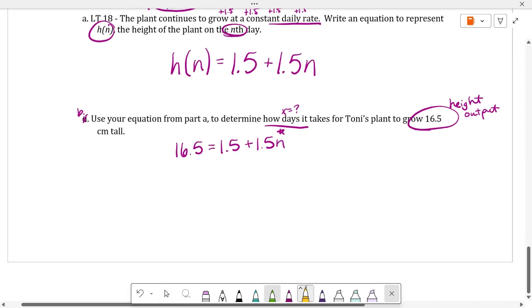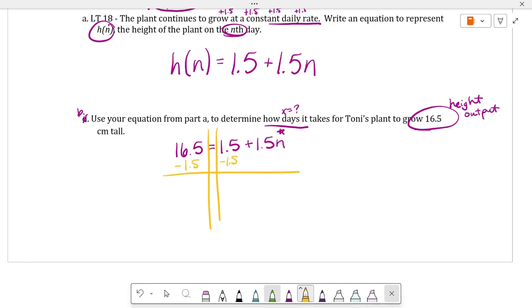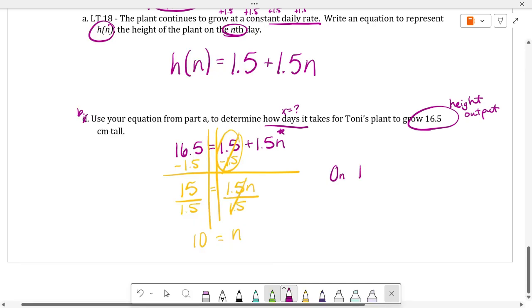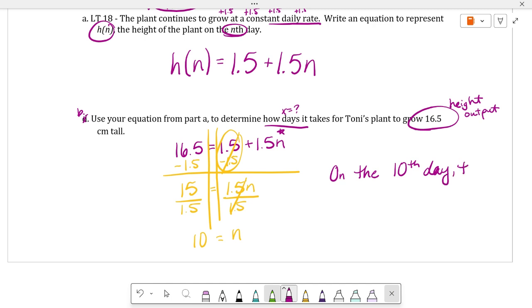which is why we've practiced and practiced and practiced solving our equations. Take away 1.5 on both sides. We get 15 is equal to 1.5 n. To get n by itself, we need to divide by 1.5. And we get n is 10, meaning that on the 10th day, the plant will be 16.5 centimeters tall.